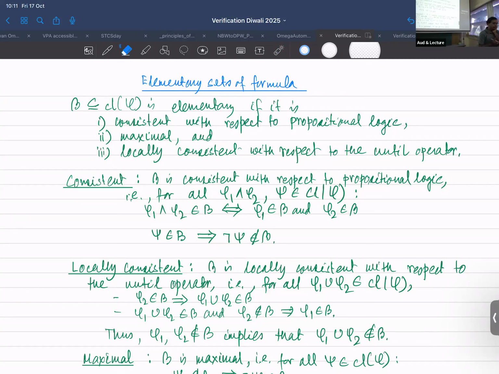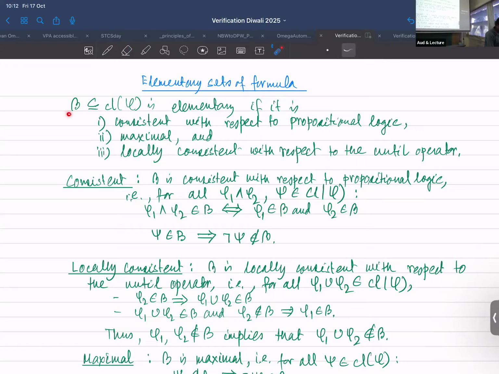So now we are going to define the elementary sets. What we'll say is that these elementary sets are the ones which are going to be the states of the automaton, which will qualify to be the states of the automaton. Now it can happen that something is not reachable, but that's a different thing. But these are the ones which can be the states of the automaton. Let's see how we define the elementary set.